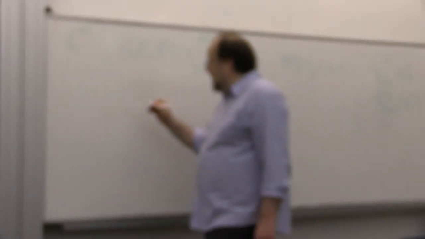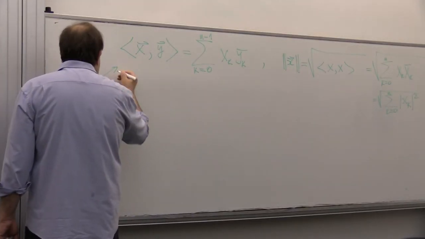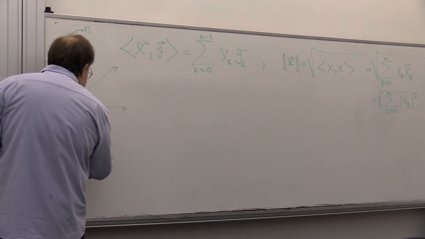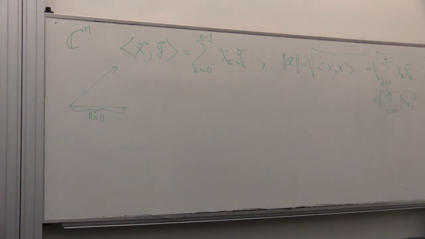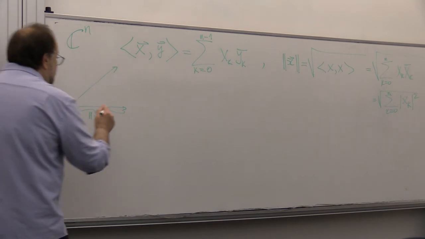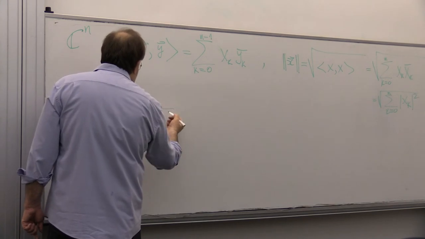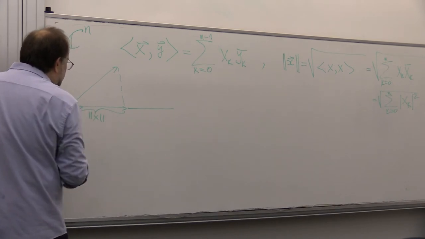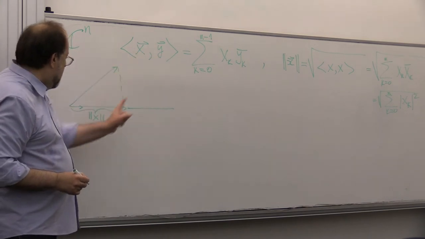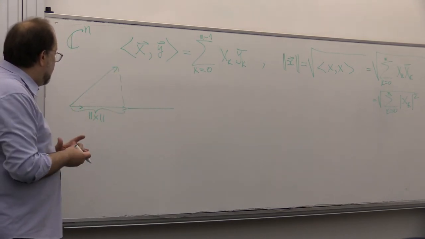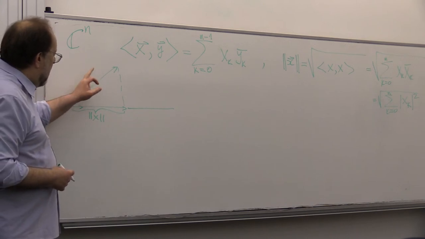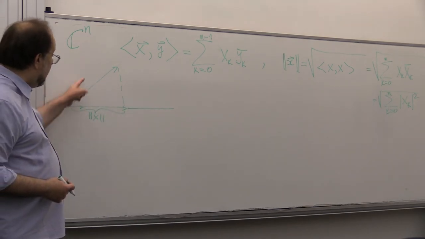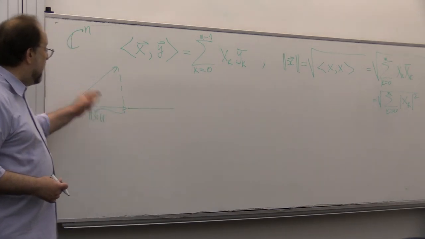So how to think about it: the norm of a vector X is simply its length. It plays the role of the length of the vector, while the scalar product, if this vector is a unit vector, tells you the value of the projection, the length of the projection of the vector on the line defined by the other vector.